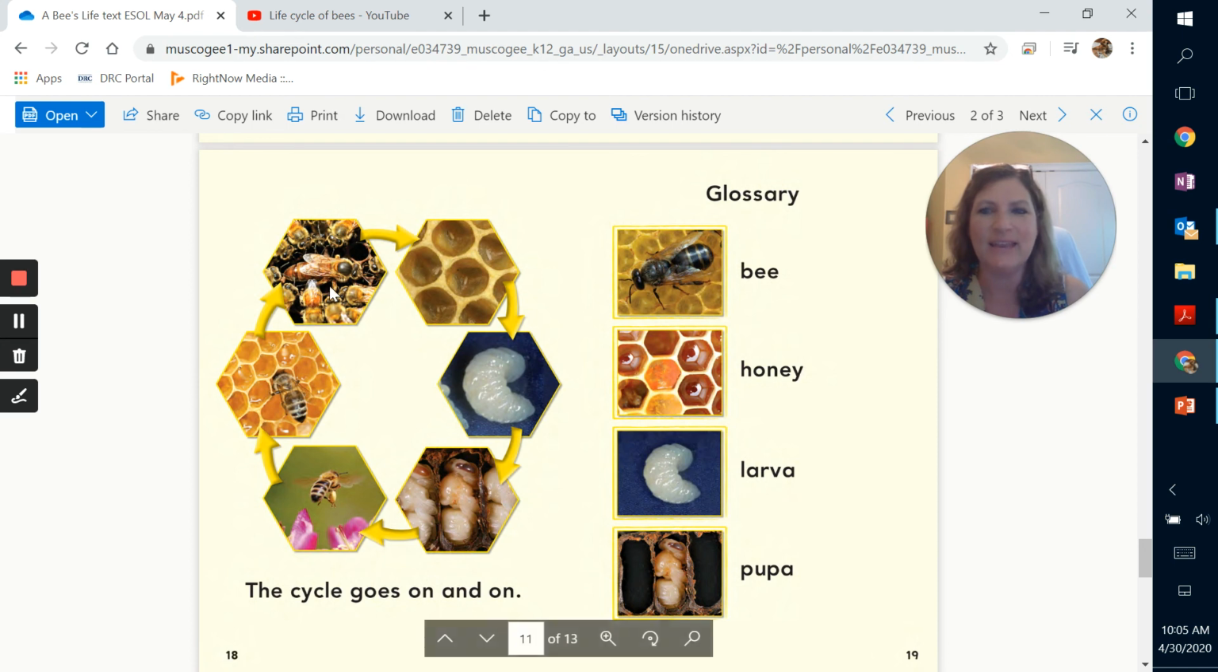Now let's look at this again. So we've got the bee lays the egg that turns into the larva that actually changes into the pupa. That's basically like a baby bee. Then it hatches and it starts getting the nectar from the flower, and then it takes the nectar back to the hive to make what? Yummy, yummy honey. That's right. So let's read the words again. Bee, honey, larva, and pupa.